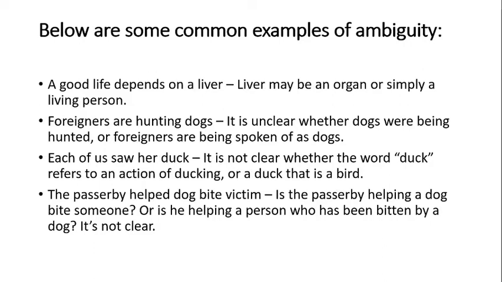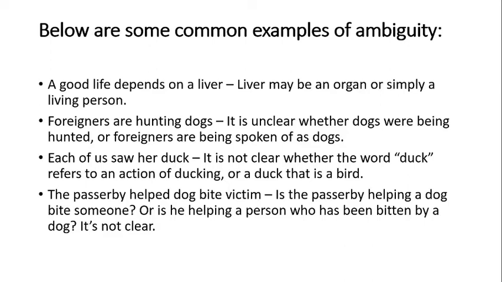So below are some common examples of ambiguity. We can see here, a good life depends on liver. So liver may be an organ or simply a living person. It is clear that it may be a living person or it may be an organ. But actually it is about the organ, that how much healthy food you eat, your life becomes good.